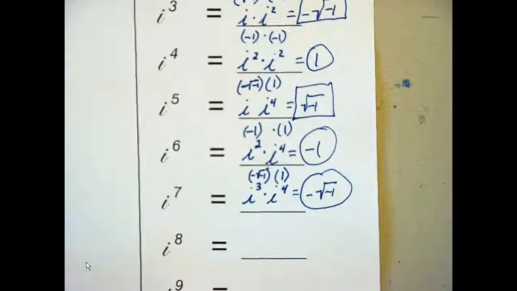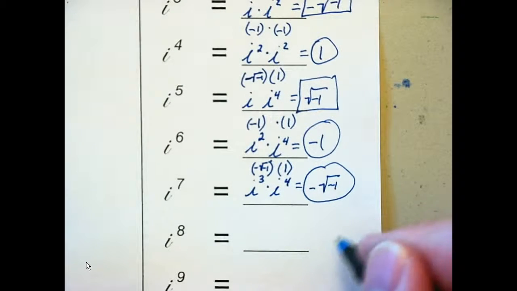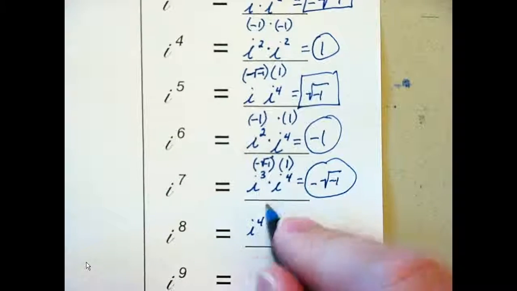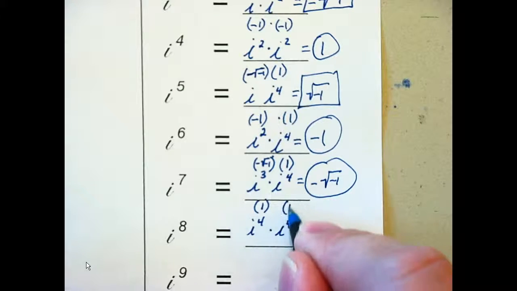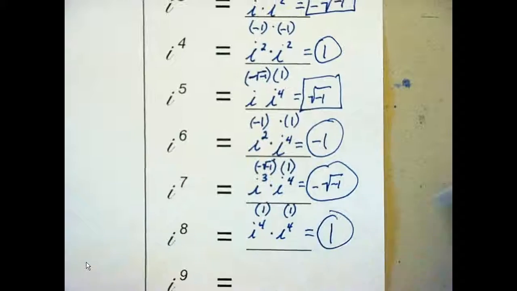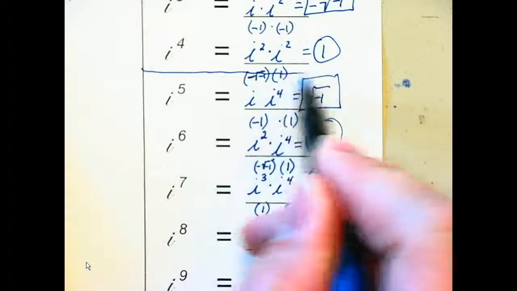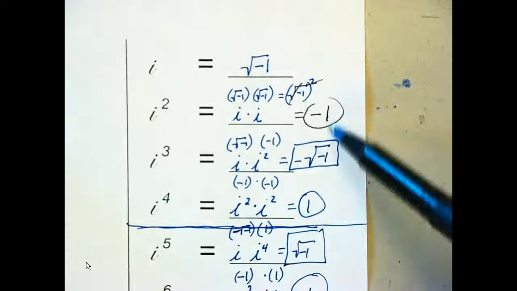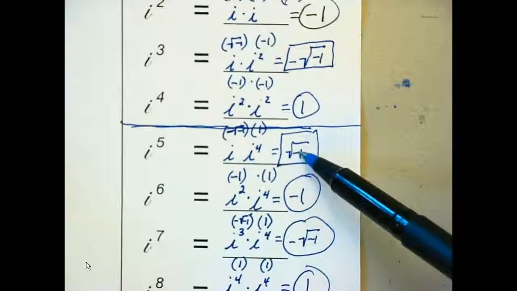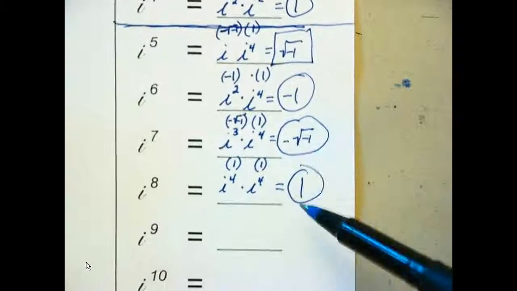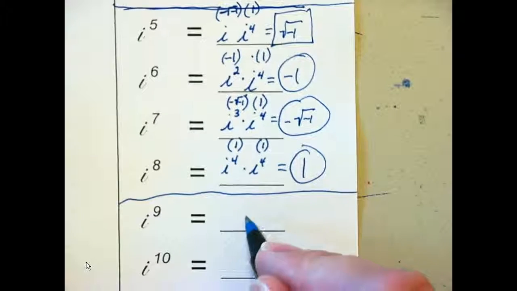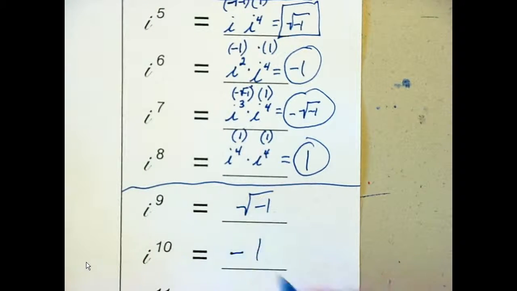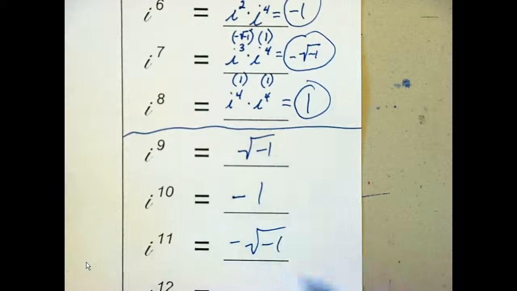Wait, so it pretty much just goes in a pattern. It starts out with radical negative 1, and then it's negative 1, and then it goes negative radical negative 1. If we look at the top 4, root negative 1, negative 1, negative root negative 1, 1. Then we have root negative 1, negative 1, negative root negative 1, and 1. And so that means this one would be what? Root negative 1, and this would be? Negative 1, and this would be? Negative. And number 12?